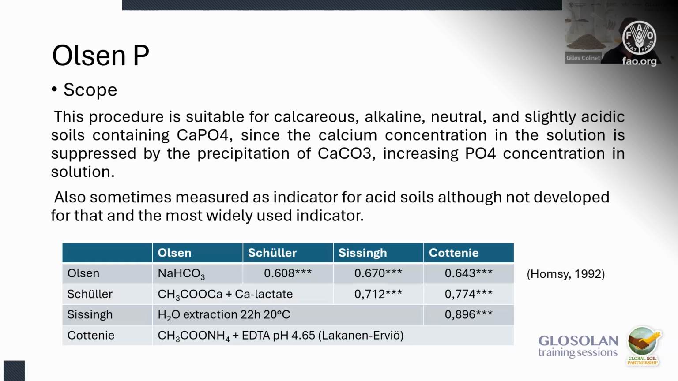So he made the comparison, and as you can see, he had very significant correlations between the phosphorus extracted. The best one was between Sissing and Cottony, but Olsen was very highly significantly correlated with all the other ones. Sorry, that was for soils representative of all the agricultural regions of southern Belgium.